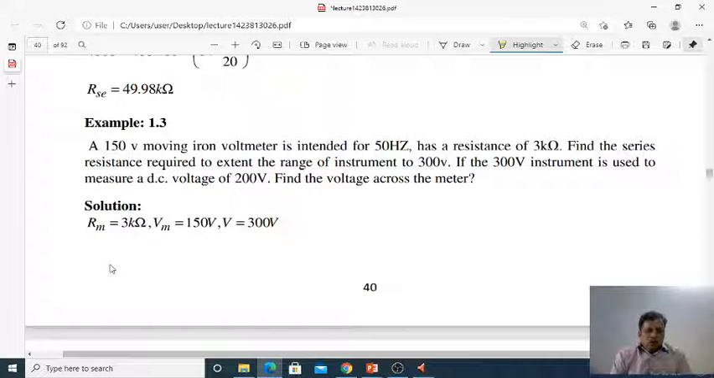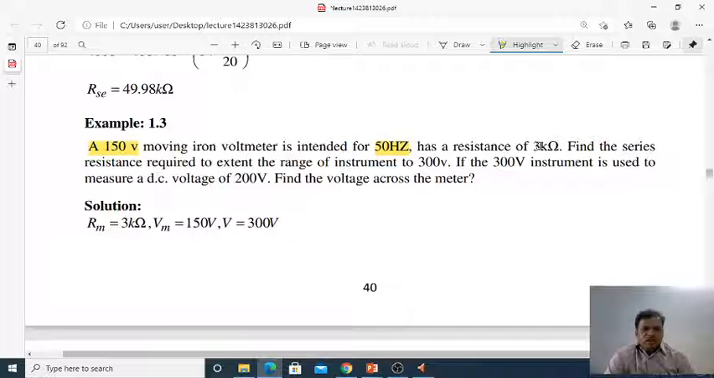So how can you do this? This problem has a given data of a 150 volt moving iron voltmeter intended for 50 Hz. So how much is the voltage? 150 volts is the voltage. And the given frequency is 50 Hz. Now the resistance is 3 kilo ohms. How much resistance is there? The 3 kilo ohm resistance is there.